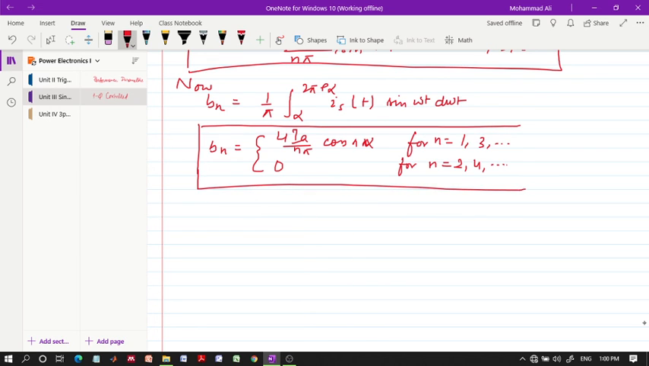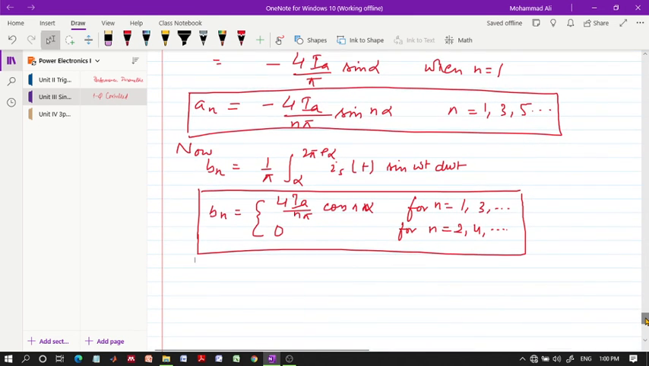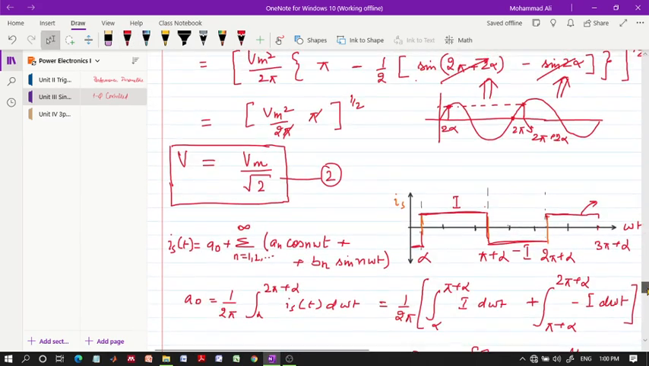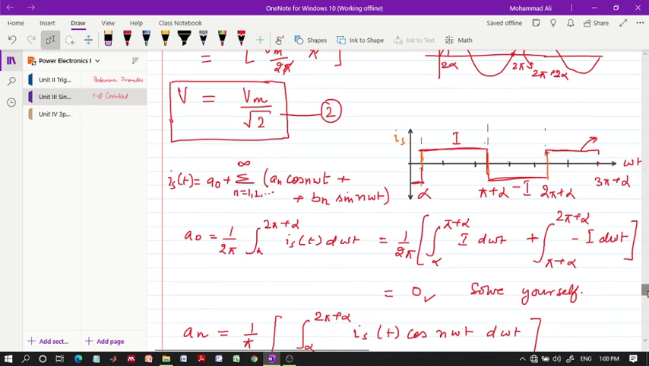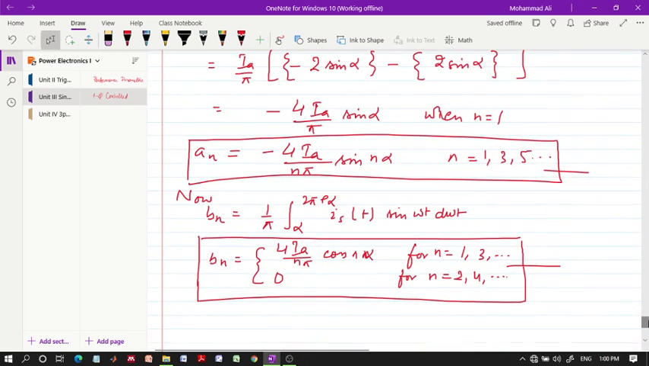So we have found the value in terms of harmonics, or in terms of multiples of the fundamental. An this value and Bn this value, and A0 was 0. So let me number these equations. Let this equation be equation number 3, and this equation be equation number 4, and this should be equation number 5.